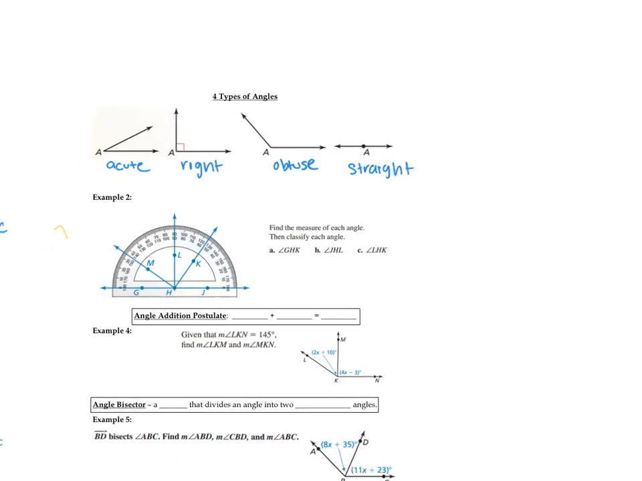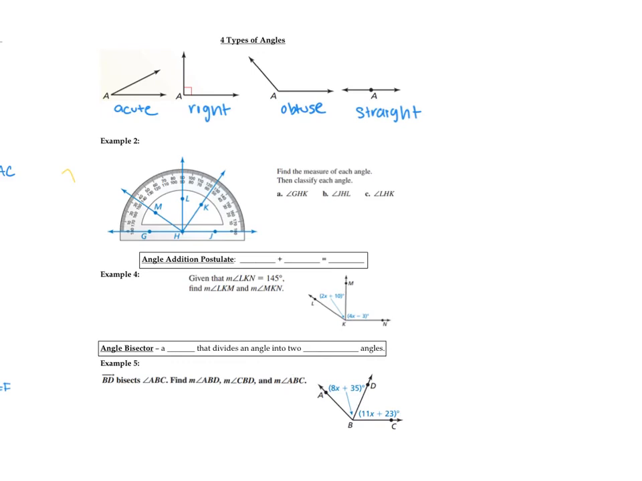All right, so now let's look at example 2. It says find the measure of each angle and then classify each angle. So let's look at example A. We're asked to find the measurement of angle GHK. Now, I want you to notice where this angle starts, where the bottom edge is, right here. We have to make sure that when we're reading this, we start off with a 0. So in this case, I wouldn't use the inner part of the protractor. I would use the outer part of the protractor because that's where it is at 0.